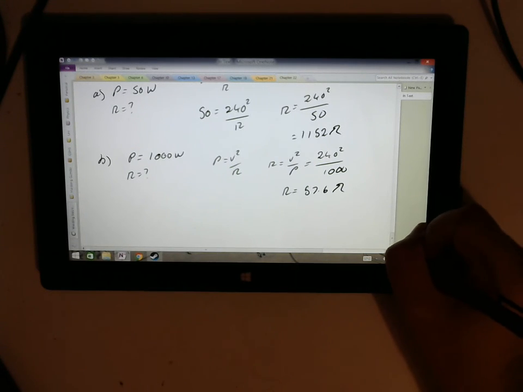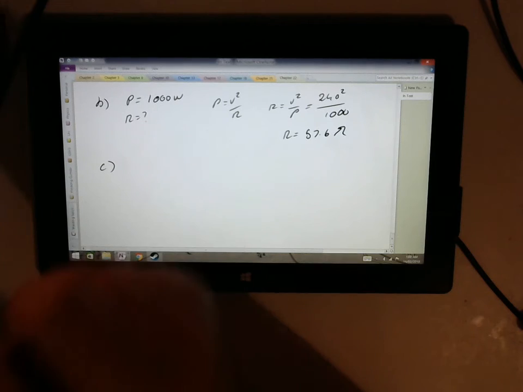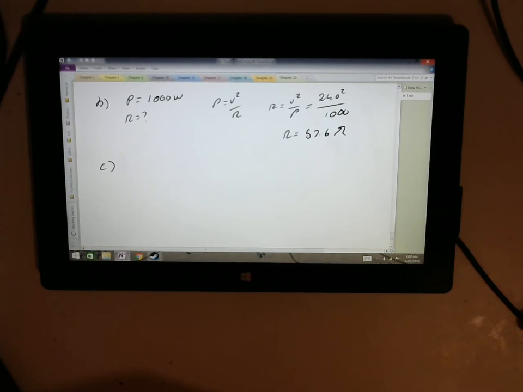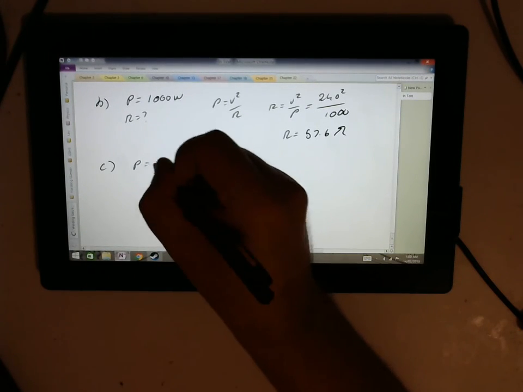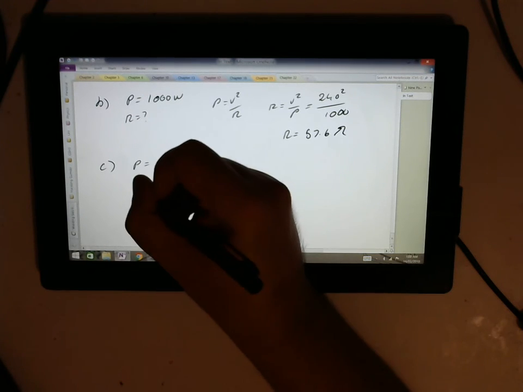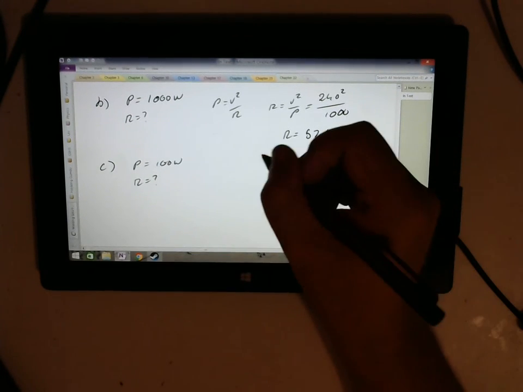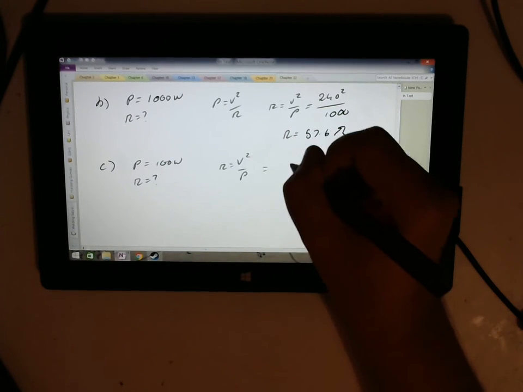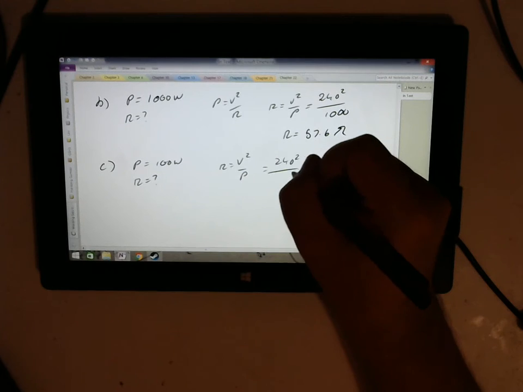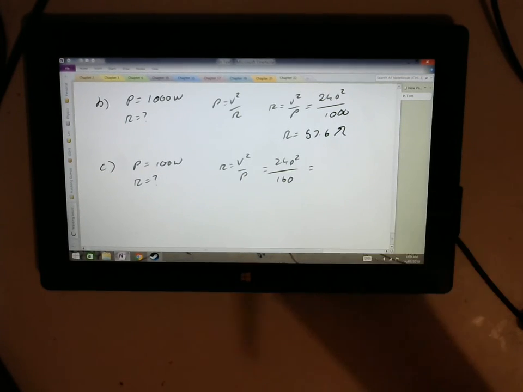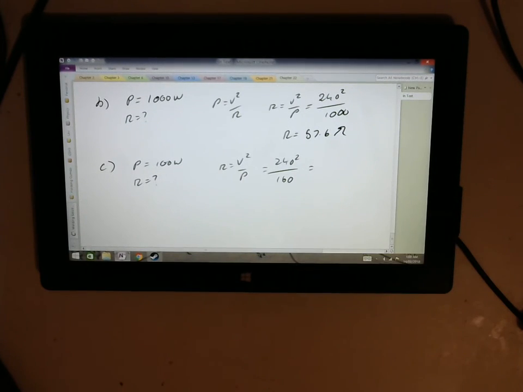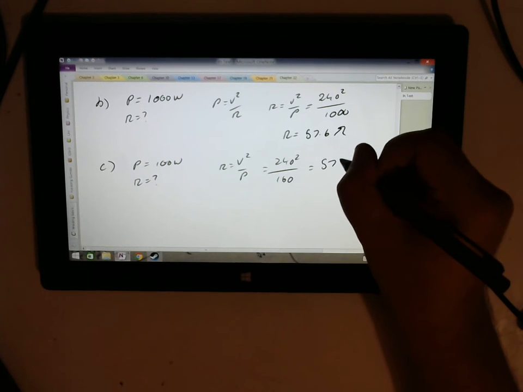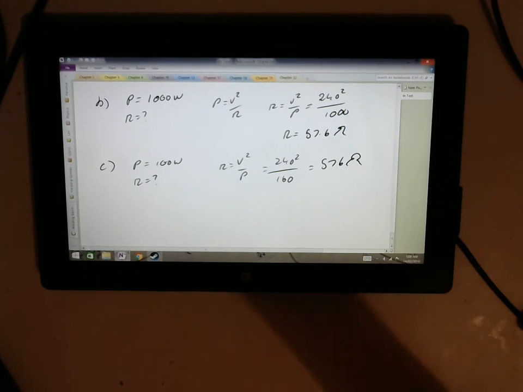C. A 100 watt light bulb. Power equals 100 watts. That's a fairly bright light bulb. Resistance equals, I don't know. We've seen this a couple of times. Resistance equals V squared over P equals 240 squared over 100. Divided by 100 gives us a resistance of 576 ohms.